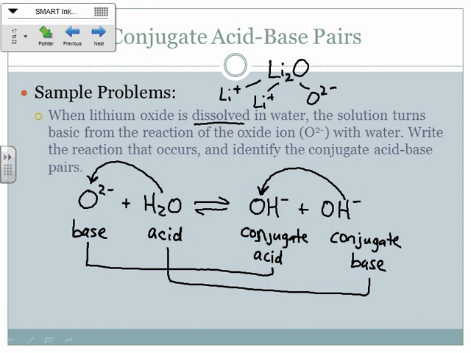So I'm writing this as an equilibrium. Most of the time, this equilibrium is going to be very, very much shifted in this direction towards the products. It's not going to go back towards the reactants very much.